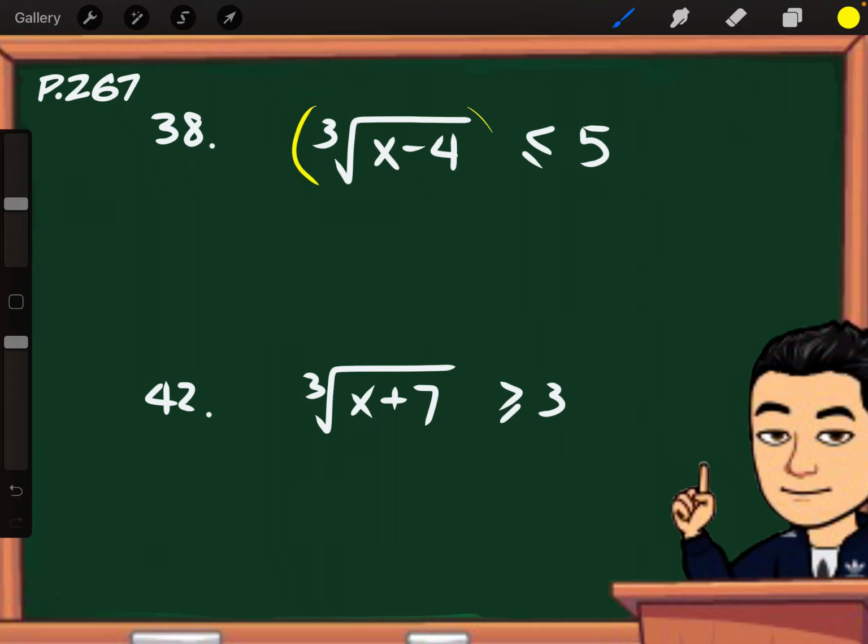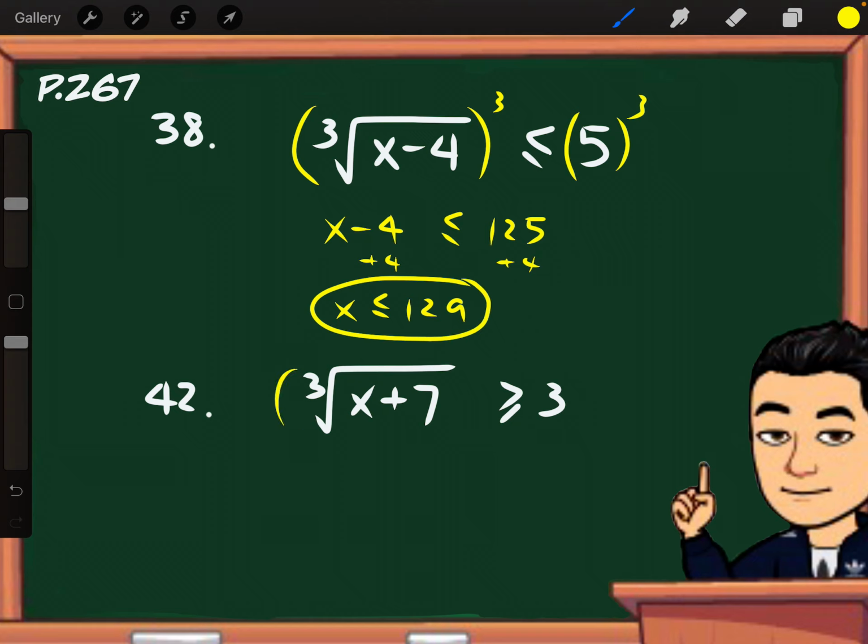So all you need to do is cube both sides, and what's going to happen here is x minus 4 is less than or equal to 125, and all you need to do is just add 4 on both sides, and that's it. Okay, x is less than or equal to 129.